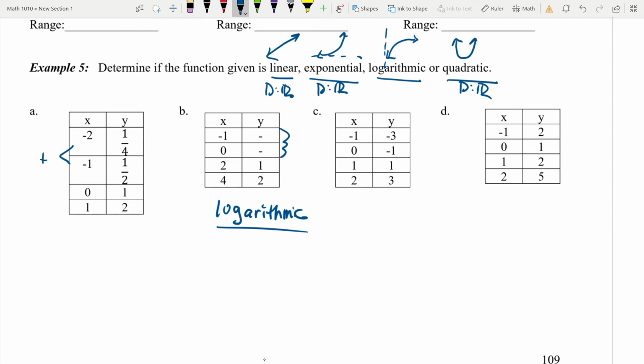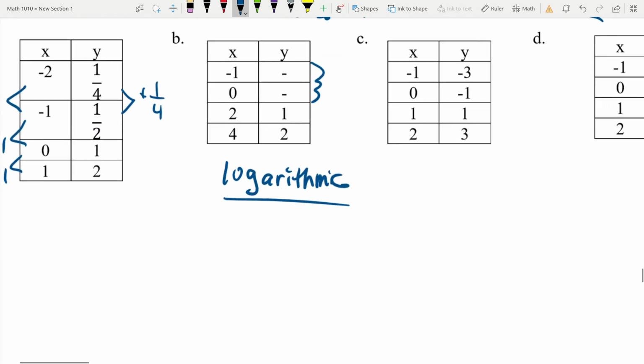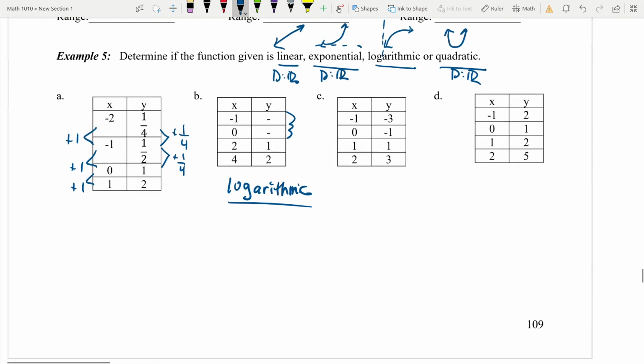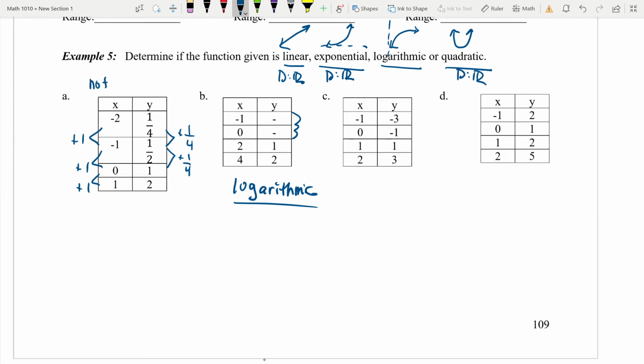This one right here goes up by 1, up by 1, up by 1. Let's see what's happening here. To go from 1/4 to 1/2, I added a fourth. 1/4 plus 1/4 is 1/2. So then I say, is 1/2 plus 1/2, does that give me 1? No. So I'm going to put right here, I know that this is not linear.